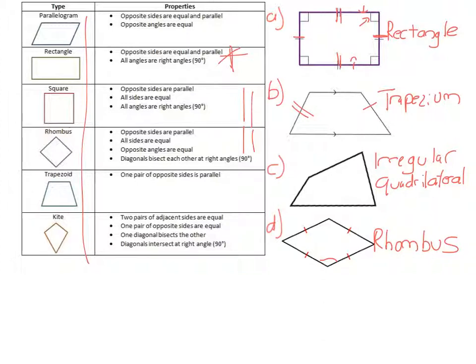Okay, so that's important that people understand that. Just because a 4-sided shape has all 4 sides equal doesn't mean it's a square. So in this case, we conclude it's a rhombus, okay?